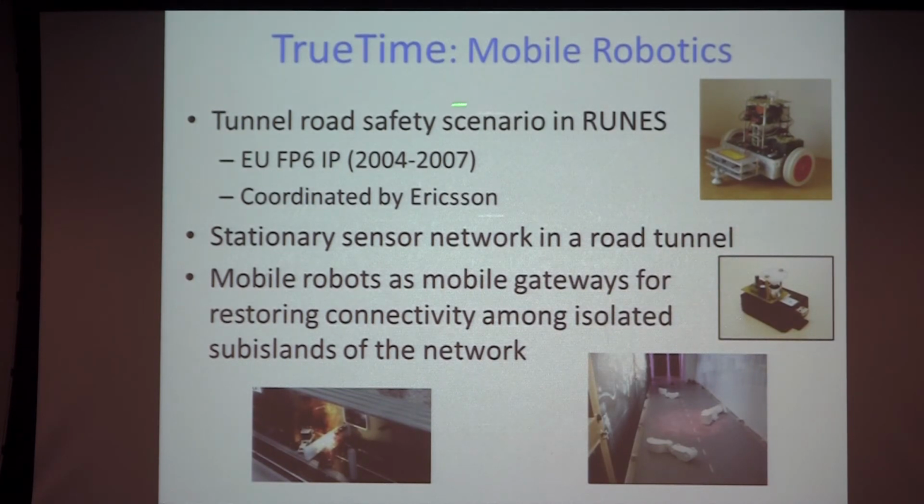It had a big scenario, and the big scenario was tunnel road safety. Assume that you have some road tunnel, below Baltimore or in the Alps or something, and then you have a crash. We assume that we have a stationary sensor network in this road tunnel for measuring things like temperature to detect fires and so on, and also a fixed wired network. Then an accident happens in the tunnel, the fire starts, the stationary wired network goes down, and the wireless network goes down because some of these nodes are down. Then we have mobile robots acting as mobile gateways sent in to restore the connectivity, to make it possible to get the data out, essentially. Of course, this is a highly idealized situation.